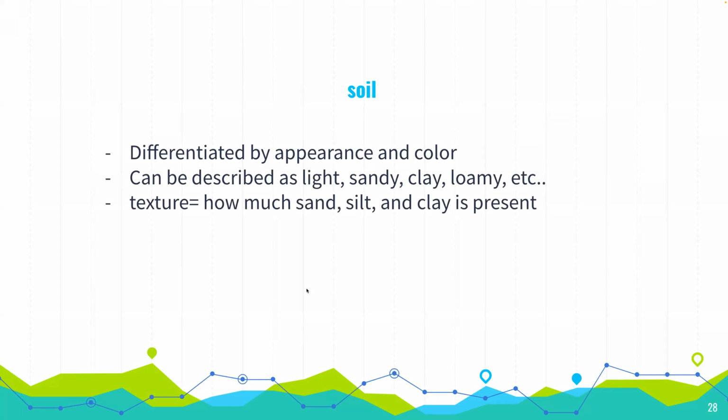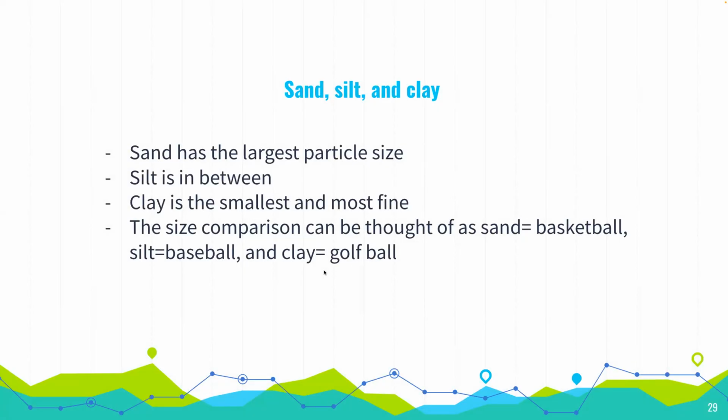And then texture is different from what you would usually say; it's how much sand, silt, and clay is present in the soil. All right, so this is sand, silt, and clay. They're basically particles that make up soil. Sand has the largest particle size, silt is in between, and clay is the smallest and most fine. So you want to imagine the size differences.